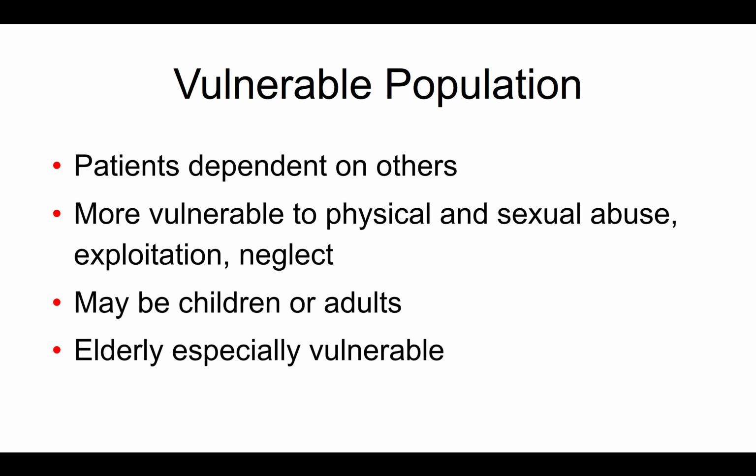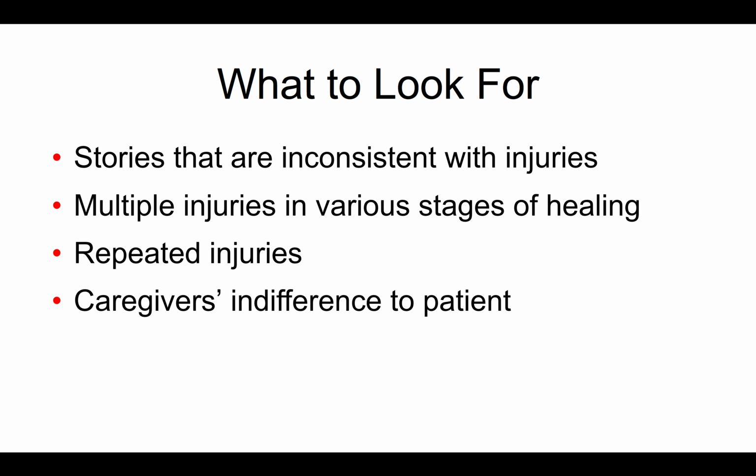Okay. Abuse and neglect. Patients with special needs are dependent on care from others, and so they are vulnerable to abuse. These patients can be children, they can be adults. Adults may be especially vulnerable. So look for stories that are inconsistent with their injuries. Look for multiple injuries in various stages of healing, indicating that they've been injured repeatedly. If caregivers are indifferent to the patient, that can be a sign of abuse.